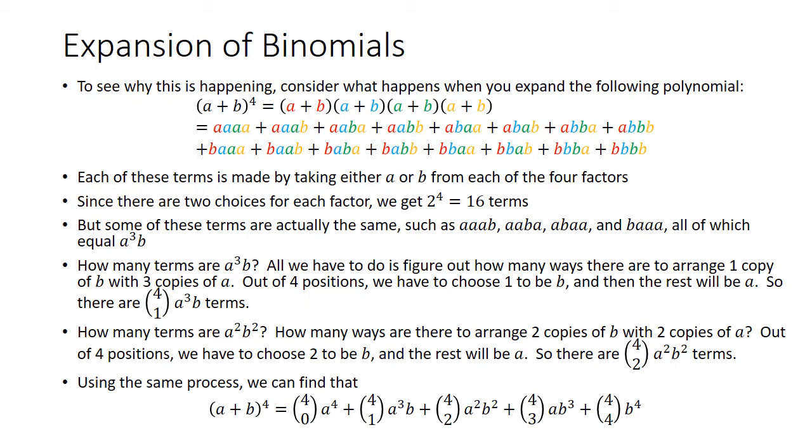In this slide, I've explained exactly why this happens. It's a lot of text, but let's go through it and try to understand why. To see why this is happening, consider what happens when you expand the following polynomial: (a+b)^4. I've color-coded it, so the first factor is red, then blue, then green, and then orange. When you expand this, you get these 16 terms down here, and the first letter in each term is either the a or the b from the first factor. That's why they're red.